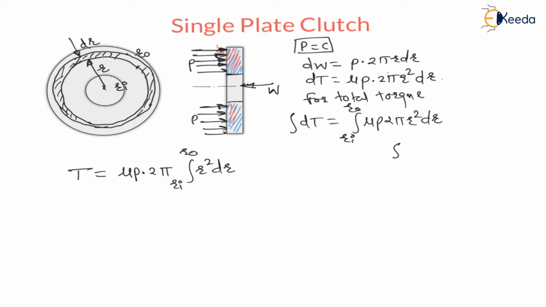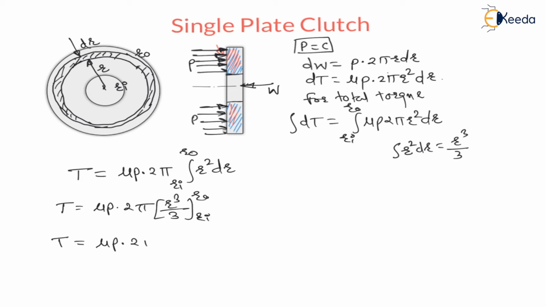Now what is the integration of r square dr? That is r cube divided by 3. This is the integration of r square dr. Therefore total torque is equal to mu P into 2 pi, here r cube divided by 3, and r varies from Ri to Ro. Therefore put the limits. If I put limits, therefore total torque is equal to mu P into 2 pi, Ro cube minus Ri cube divided by 3.